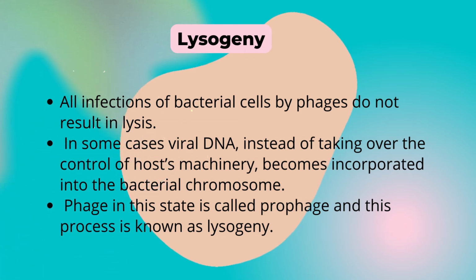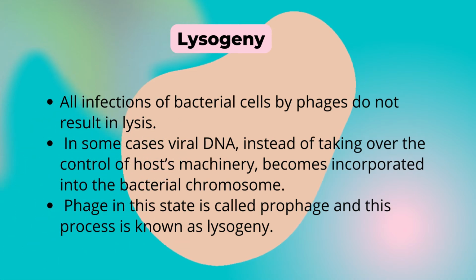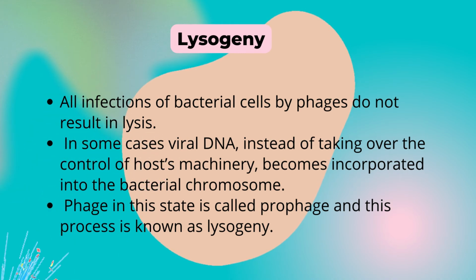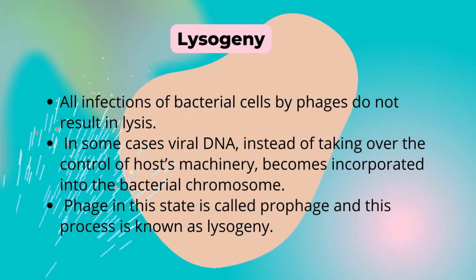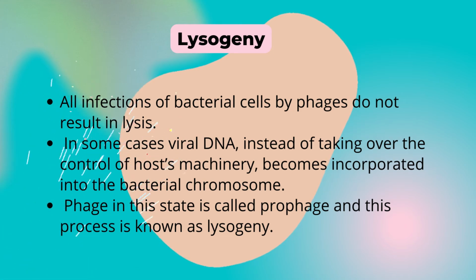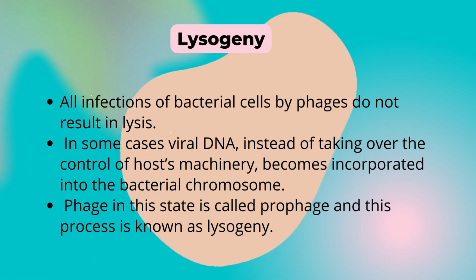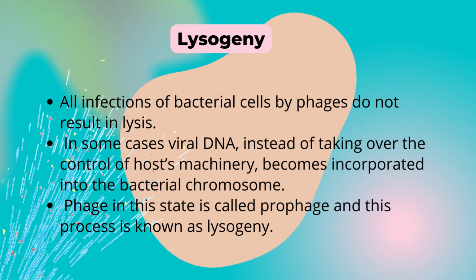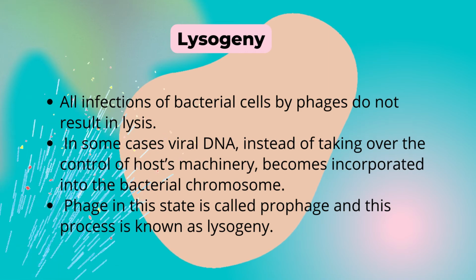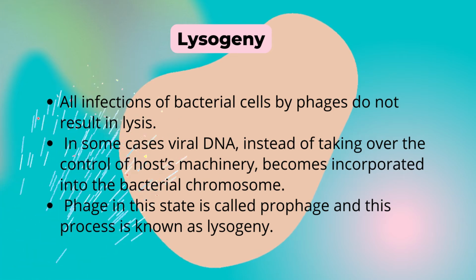It means this is the same cycle in which the first two steps are the same. Attachment, penetration. But instead of multiplication, we use this content. In some cases, viral DNA, instead of taking over the control, there is not a master-slave relation, there is a host-guest relation, and it becomes incorporated into the bacterial chromosome. Phage in this state is called prophage. The phage which causes lysis is called virulent phage, and the phage that doesn't cause lysis is called prophage, and this process is known as lysogeny.